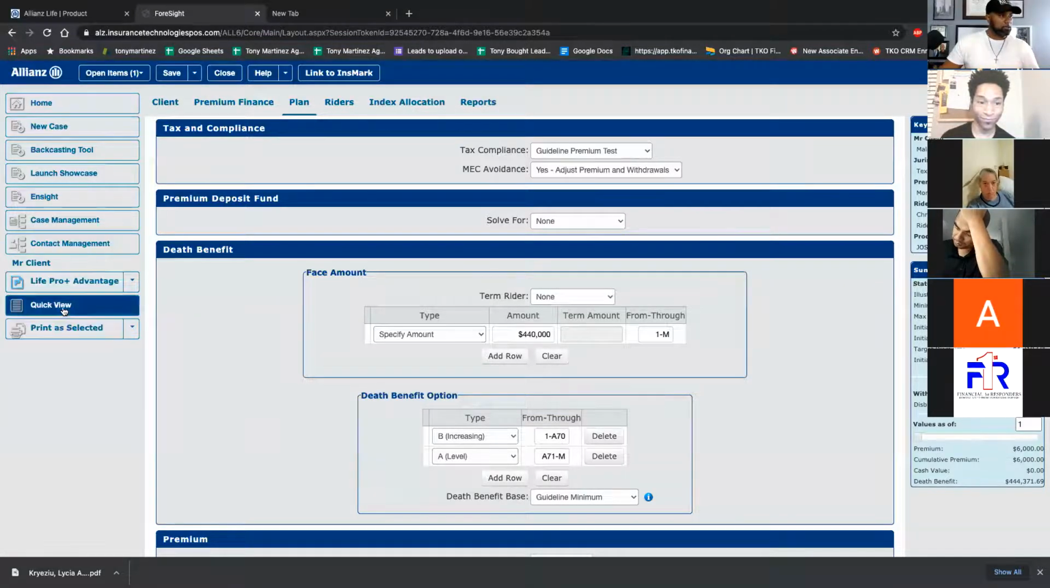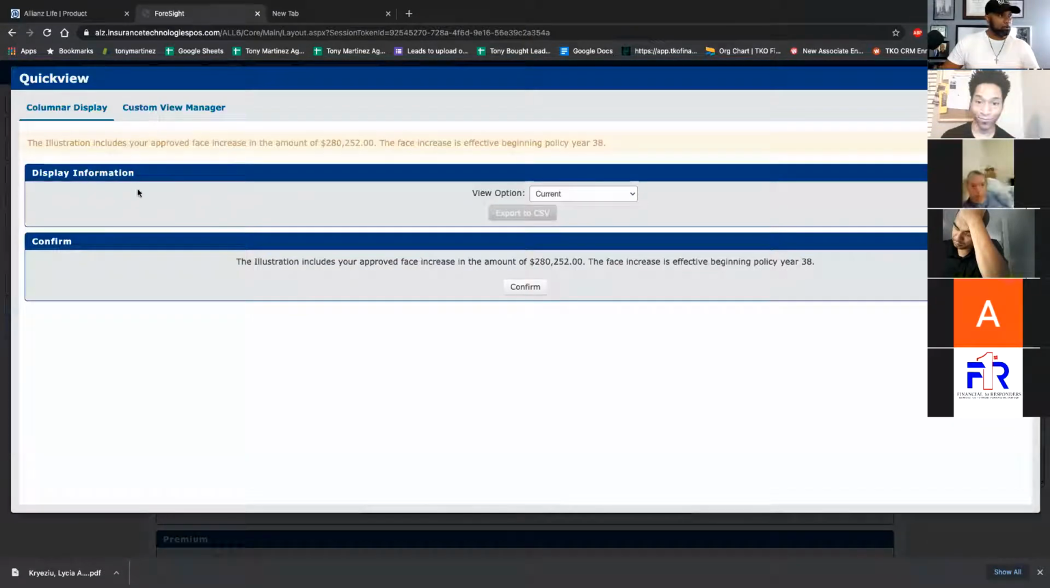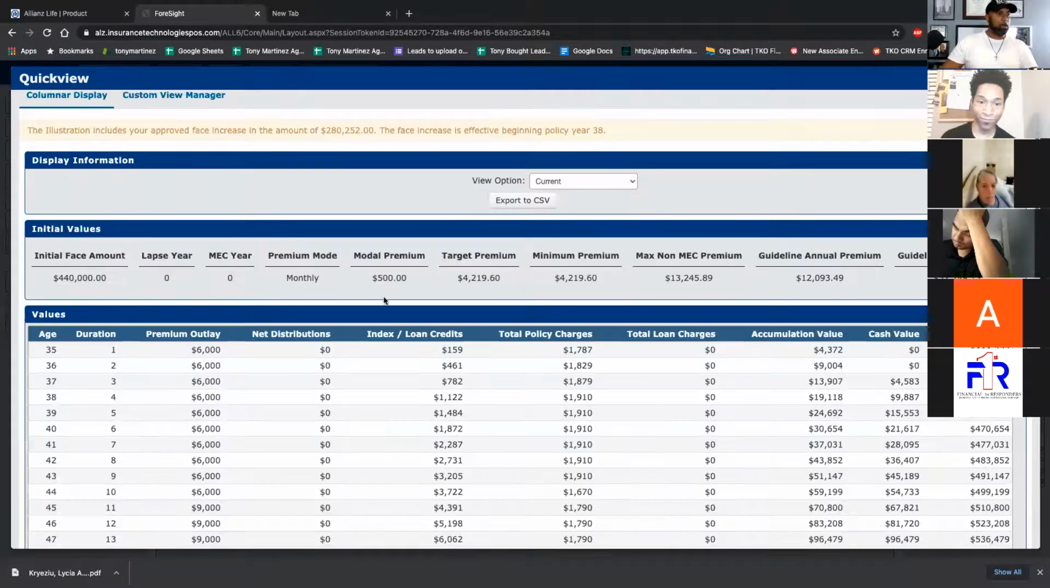Let me see. Quick view. Includes approvals. Here we go. All right, so what's my target? $4,219, which is 70% of the money the person's putting in.